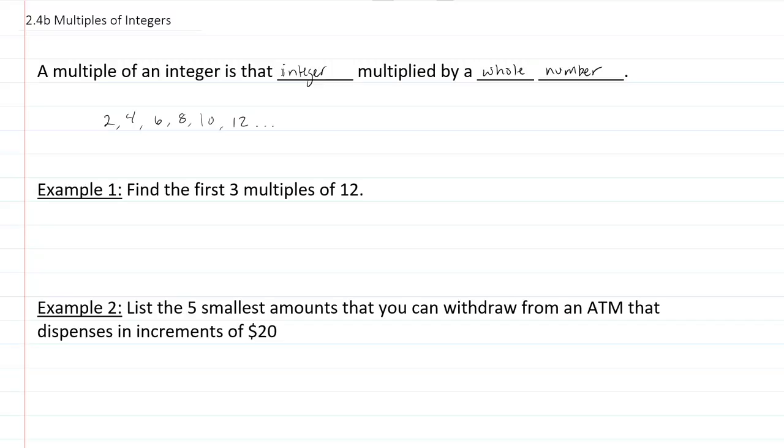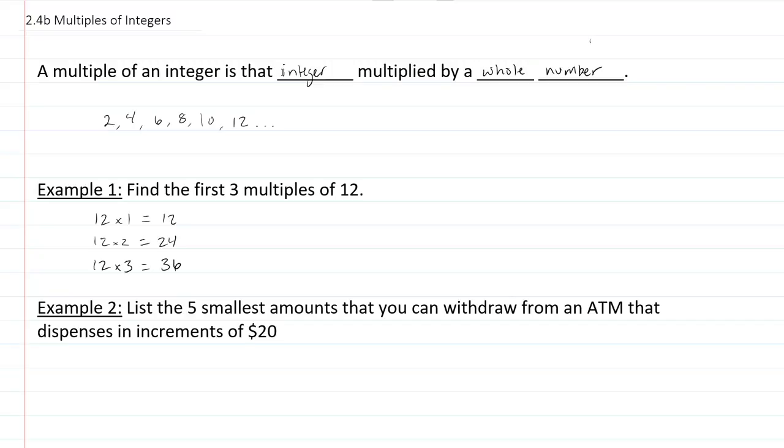So let's go through an example. Find the first 3 multiples of 12. So clearly 12 times 1. 1 is a whole number, so 12 is a multiple of 12. That counts. 12 times 2 is 24. That's another multiple of 12. And 12 times 3 is 36, which is also a multiple of 12. So these are the first 3 multiples of 12: 12, 24, 36.